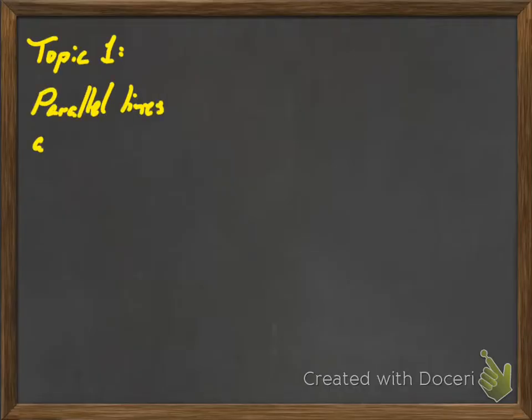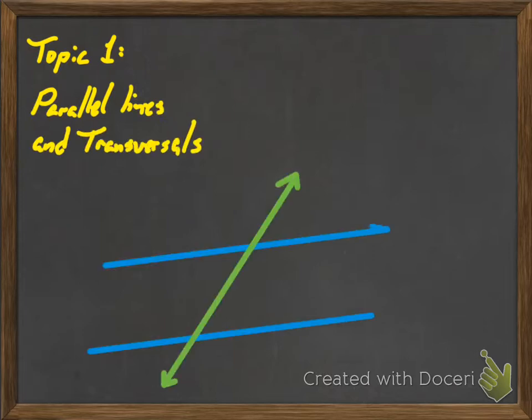So the first topic we thought about were parallel lines and transversals. So here we have these two blue parallel lines. I should mark them as parallel. So that's what these arrows on the lines mean, that these lines are parallel. And then this is our transversal here.